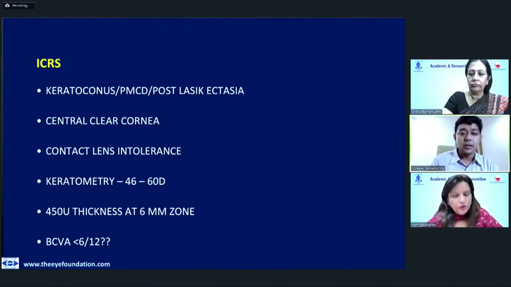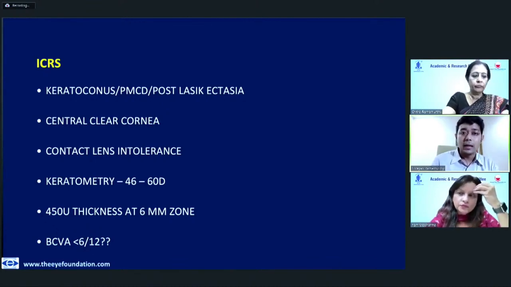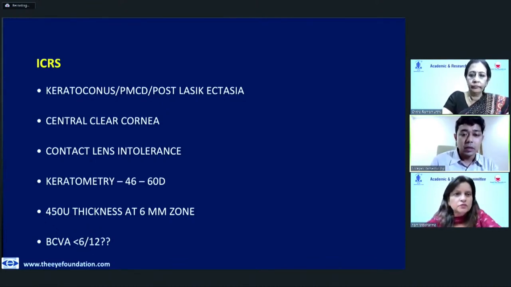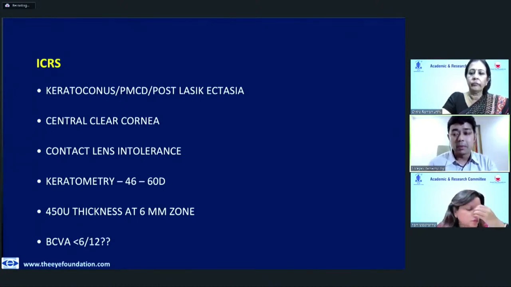Choosing eyes with keratometry between 46 to 60. Anything beyond 60, the amount of flattening which the intracorneal ring segment is going to provide may not be sufficient to significantly improve the quality of vision. Thickness, generally we try to have 450 microns at the zone of implantation, so at around the 6 mm zone. The center may be much thinner than that, but that doesn't matter. It's mainly at the zone of implantation where it's important.